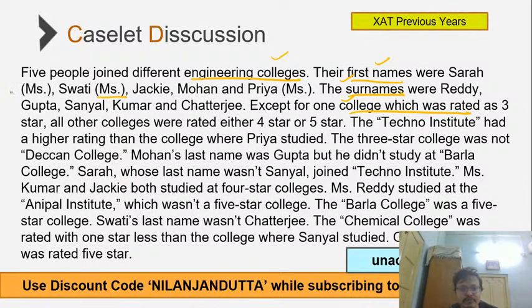If you notice, with 3 of them, there's a mention of gender as miss. For the other 2, Jackie and Mohan, there's no mention of gender as miss, which means they are males. So you have 5 parameters that you need to work with in trying to solve the set. This is a set from CAT previous years and was classified as a very challenging set.